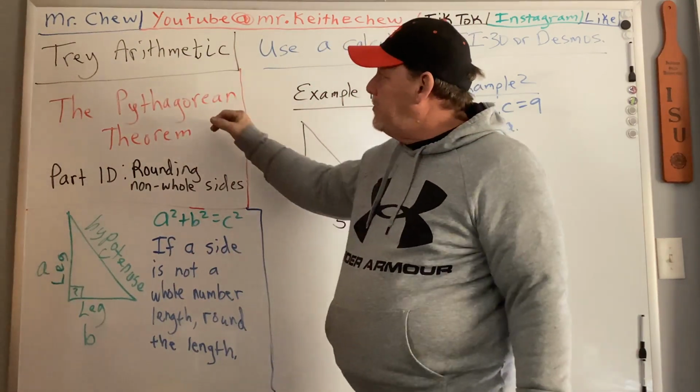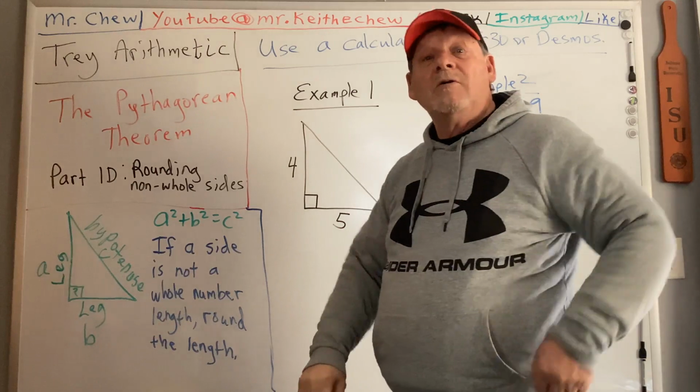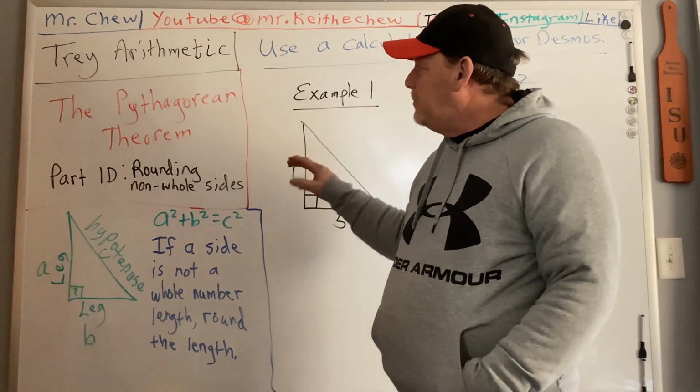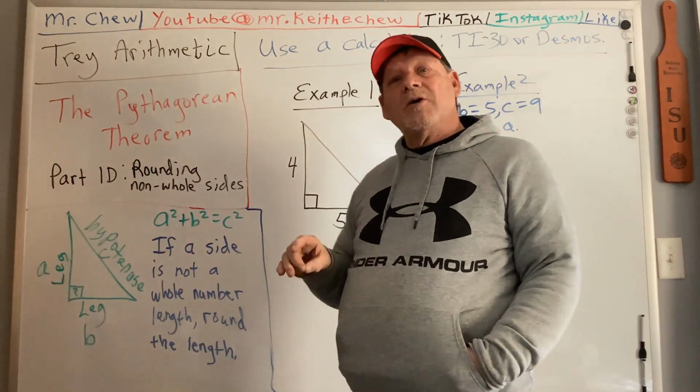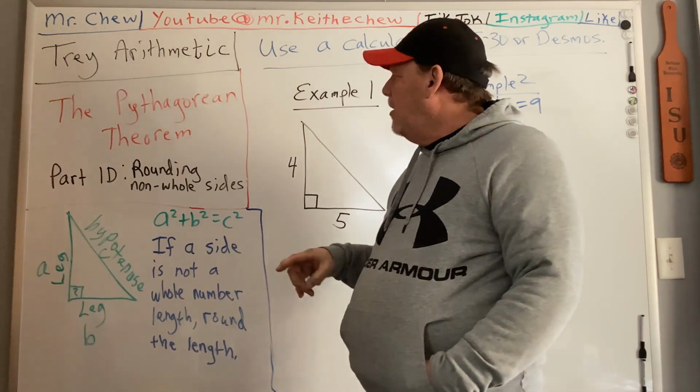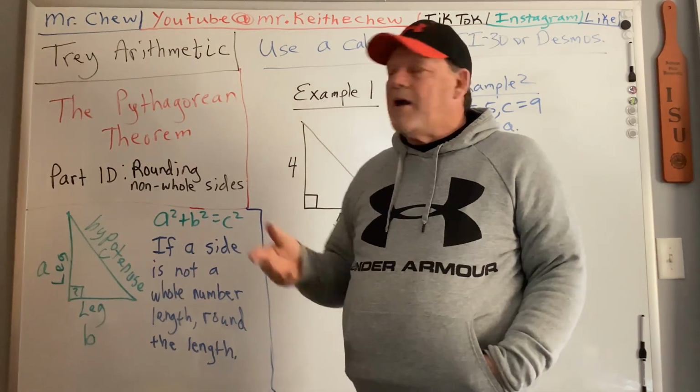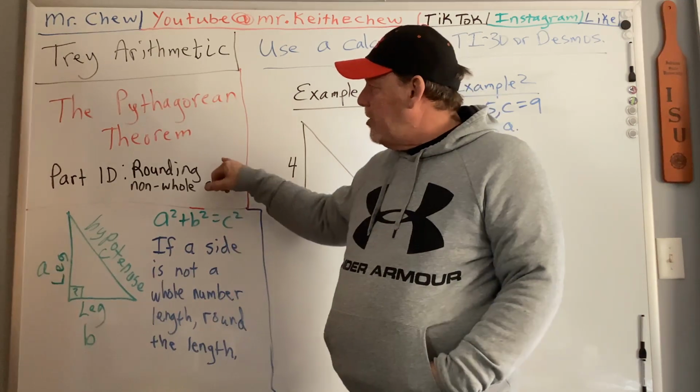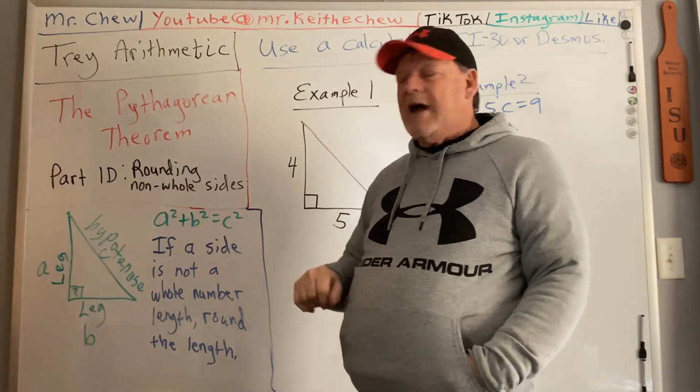I've been talking about the Pythagorean Theorem in the last several videos I've done. This particular one is a little bit different because every other problem that we've done always came out with whole numbers. Now we're going to be rounding non-whole numbered sides.